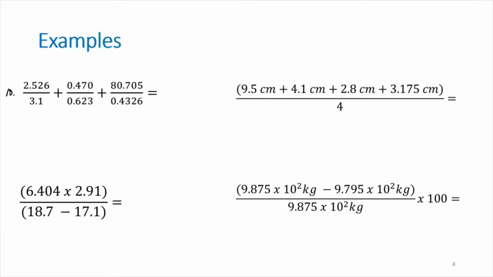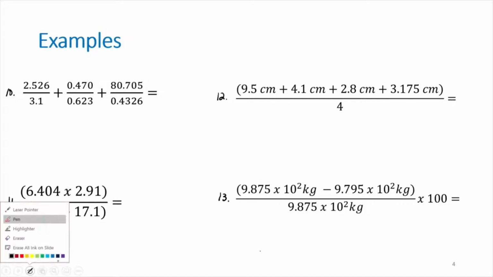Number 10, 11, 12, and 13. So let's look at 10 first. We've got 2.526 divided by 3.1 plus 0.470 divided by 0.623 plus 80.705 divided by 0.4326. By order of operations, we're going to do each individual division piece first, and then we're going to add all the numbers together. So here I've got 4 sig figs, here I've got 2.